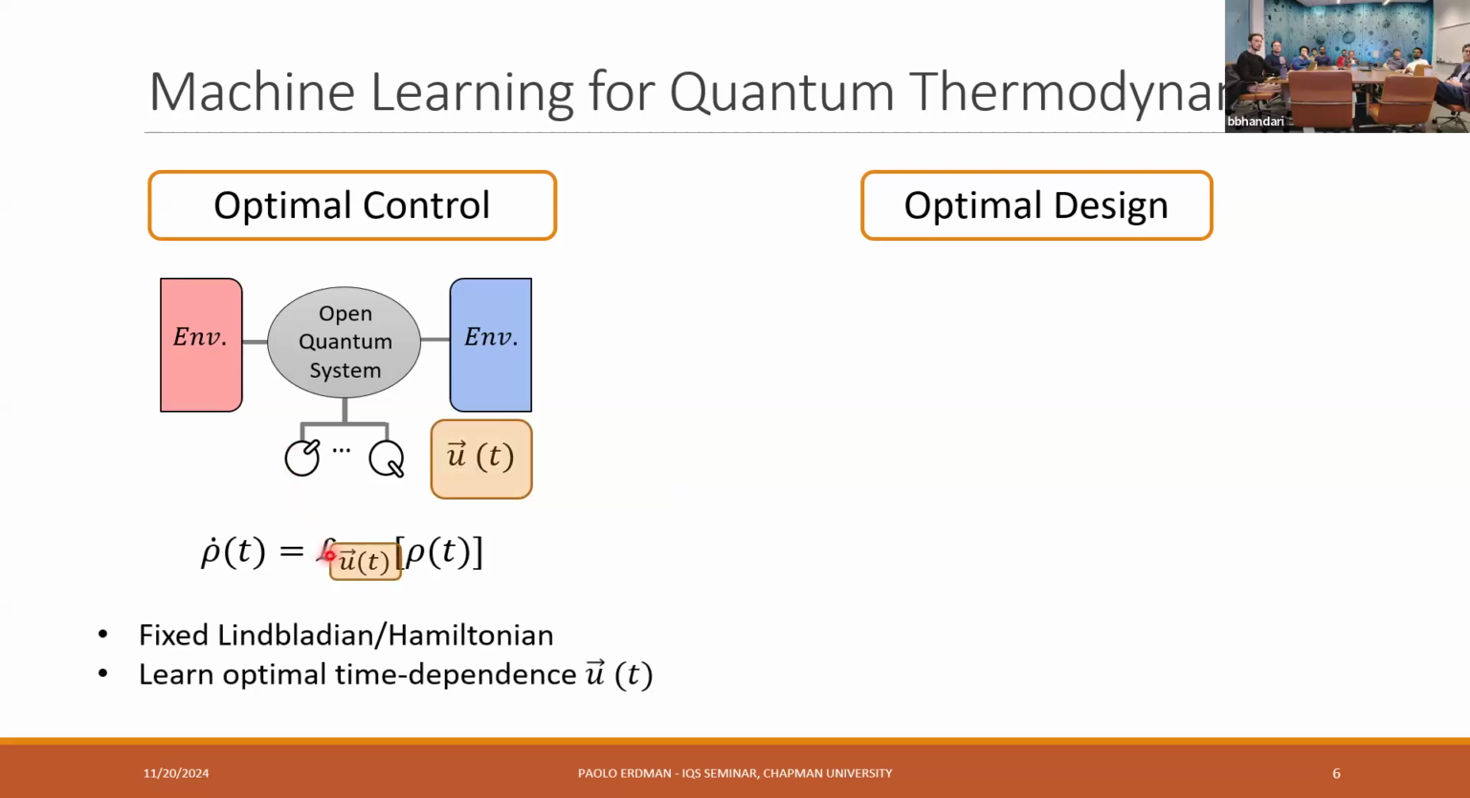And what we want to solve is how to learn these time-dependent controls to achieve a certain goal. So if you imagine, for example, it's like having a car and you want to learn just how to drive the car, and you don't look at how the car is made inside, let's say.